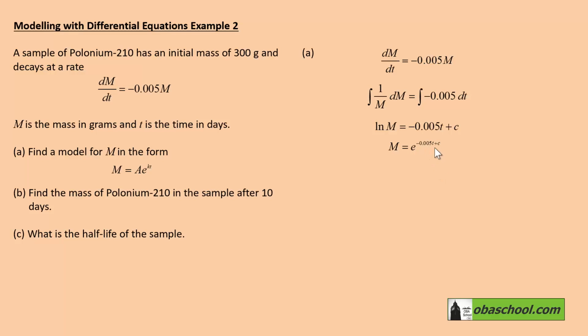Now remember, here we can use an index law. We did that in the previous example. And so we get e^c times e^(-0.005t). And of course, e^c is itself just a constant, so call it A. Now, m is 300 when t is 0, and of course, e^0 is 1. So that tells us that A is 300, and so m is going to be 300 e^(-0.005t).